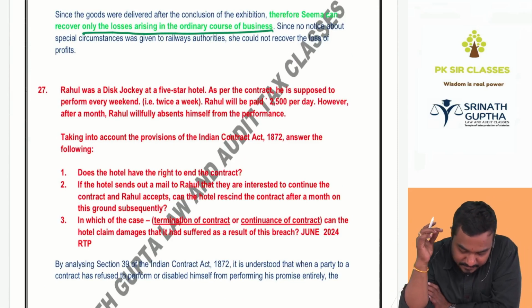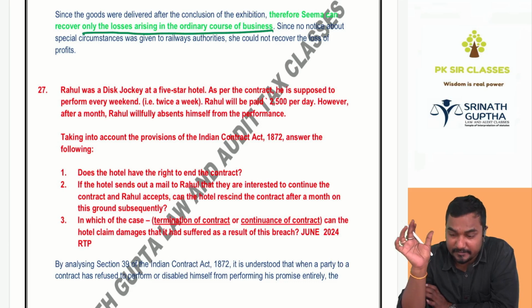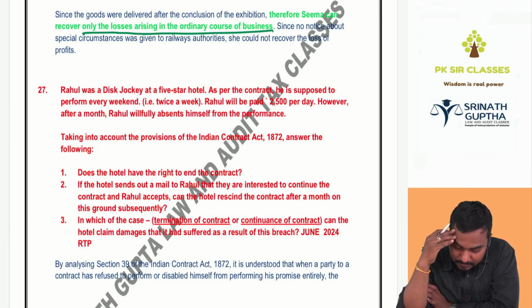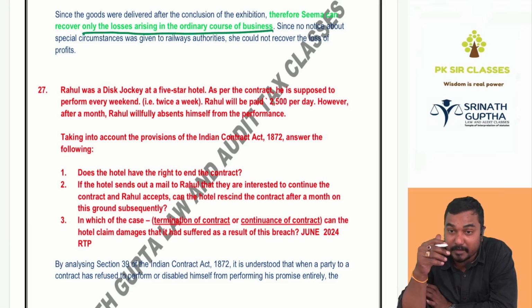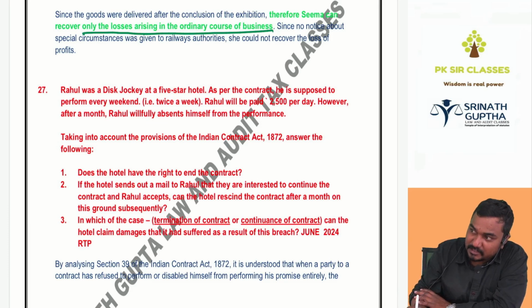Rahul was a disc jockey at a 5-star hotel. As per the contract, he is supposed to perform every weekend. That is twice a week, Saturday, Sunday. Rahul will be paid 2,500 rupees per day. Saturday 2,500, Sunday 2,500. However, after 1 month, Rahul willfully absented himself from the performance. So he performed a few weeks. The next few weeks he is not performing. So can he claim? Yes, quantum meruit. Taking into account the provisions of the Indian Contract Act, answer the following.